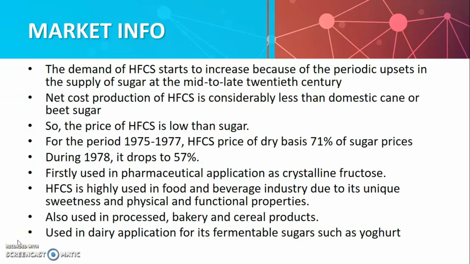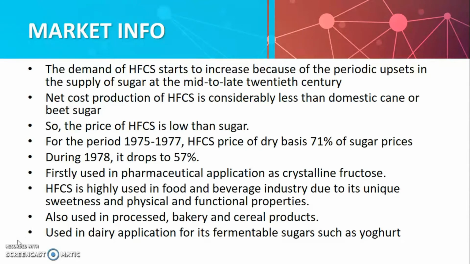My name is Umi Fatiha binti Mawalafi. My metric number is 190066. I will proceed with the market info. The demand for HFCS started to increase because of the periodic upset in the supply of sugar in the mid to late 20th century.